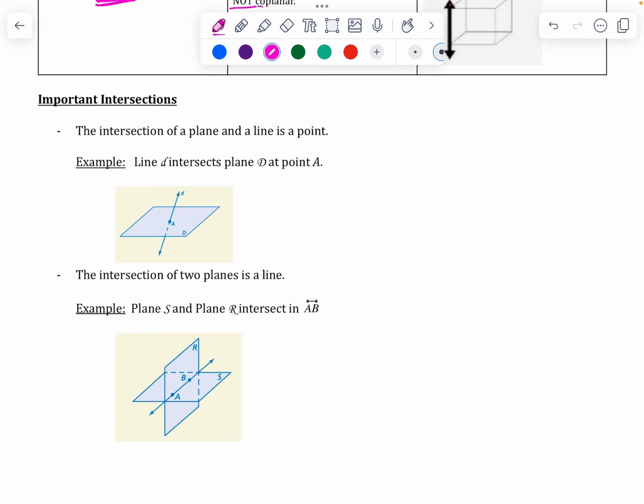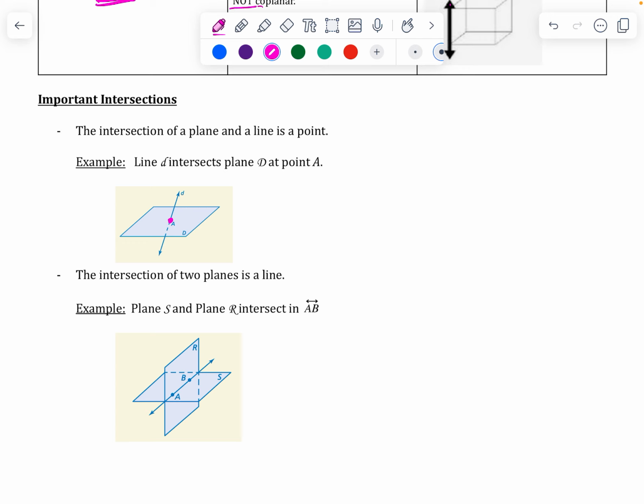Here are some more important intersections and definitions. The intersection of a plane and a line is a point. So I think about this: if I was to take my piece of paper and stick my pencil through it, like straight through or even sideways, it would go through one time. So the line D intersects at point P.